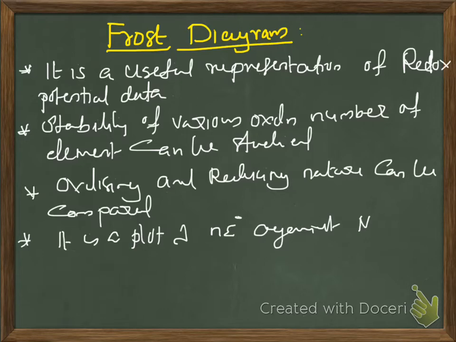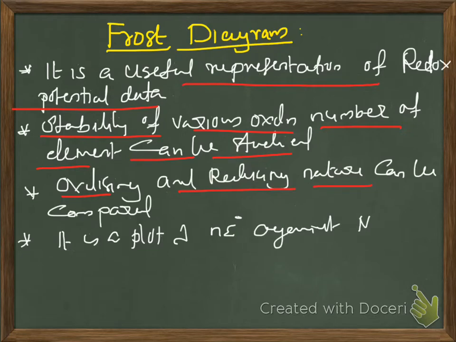It is a useful representation of redox potential data. Actually, this data we are collecting from the Latimer diagram of the corresponding elements. Stability of various oxidation numbers of an element can also be studied using this diagram. Oxidizing and reducing nature can be combined. From this graph, we can do many more applications.